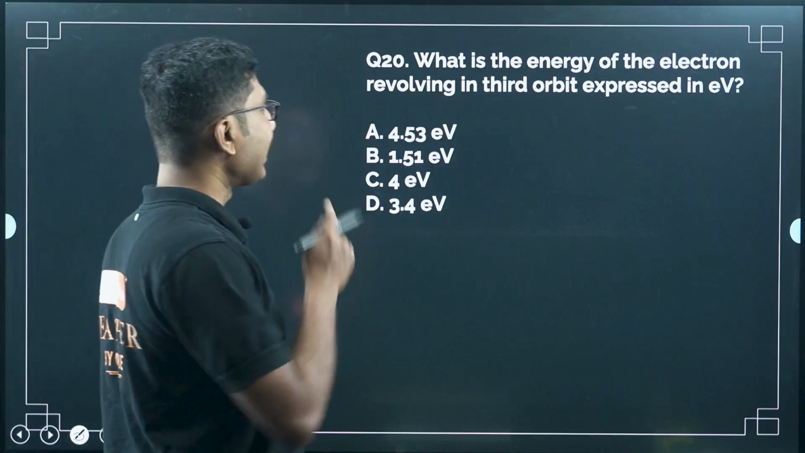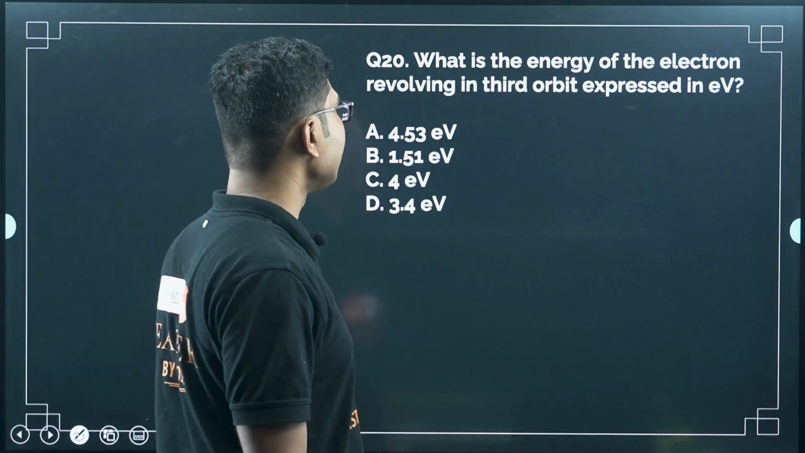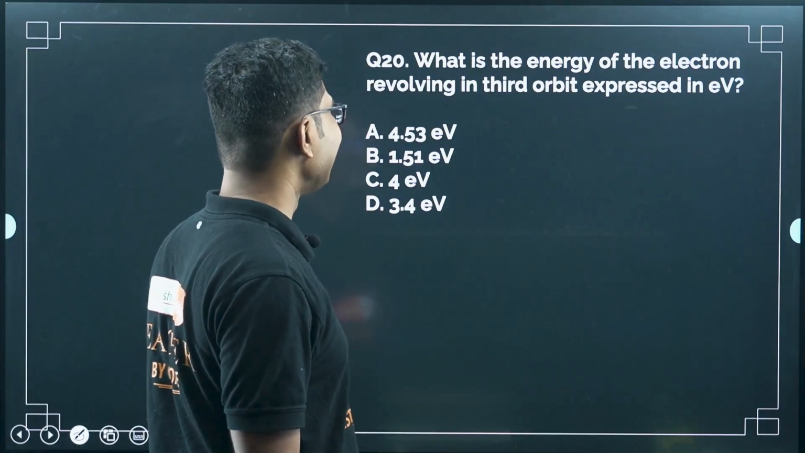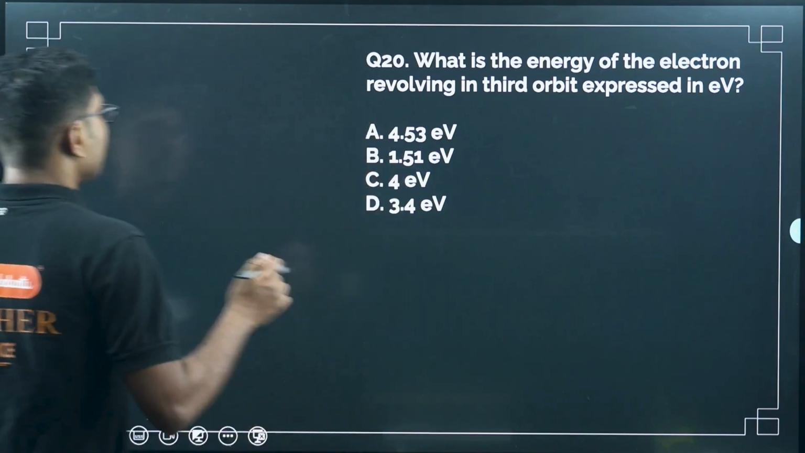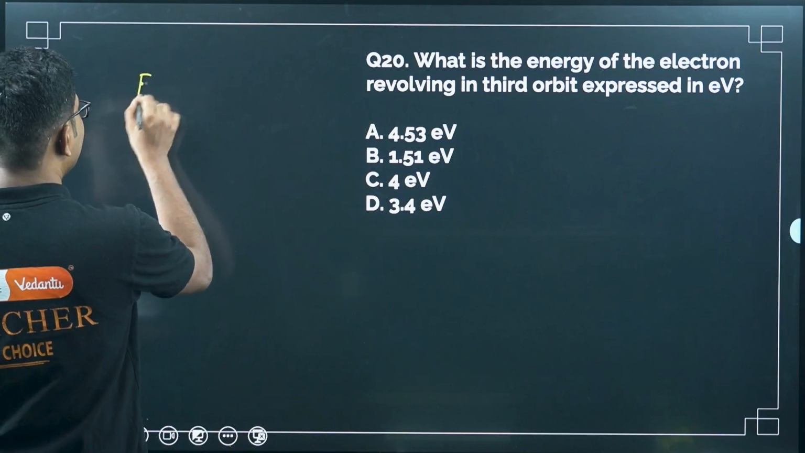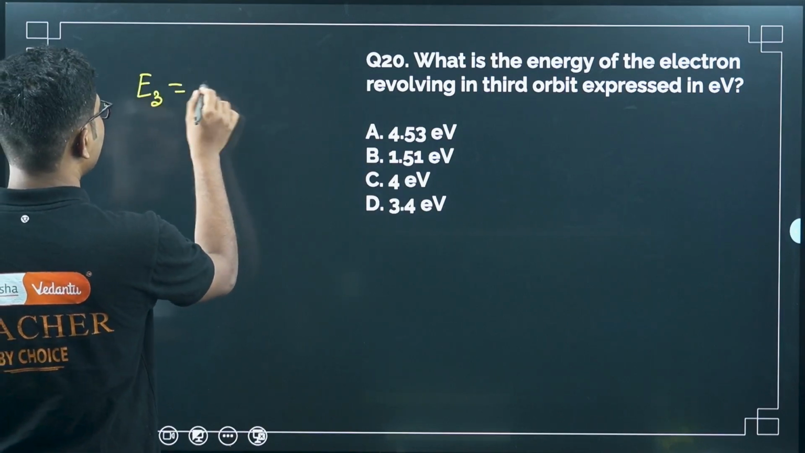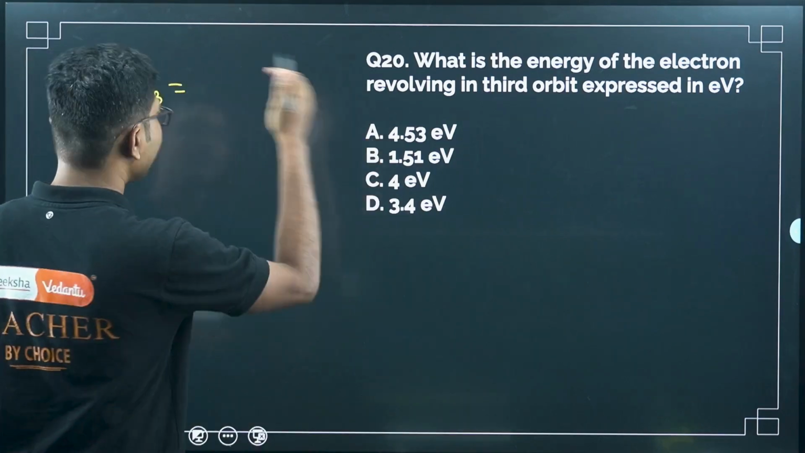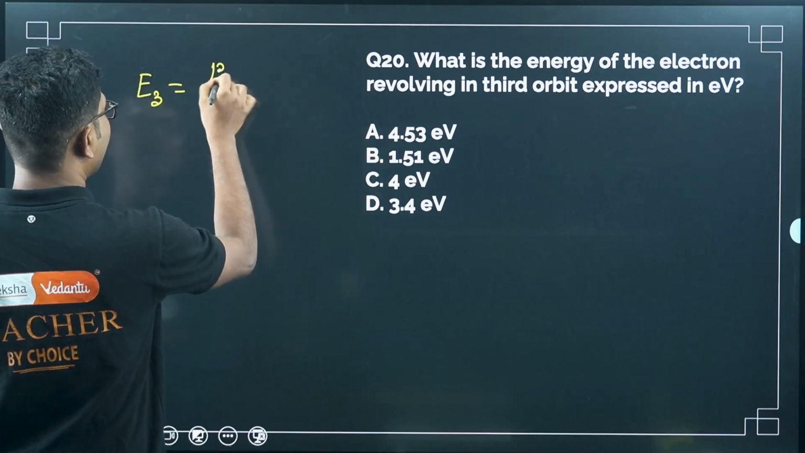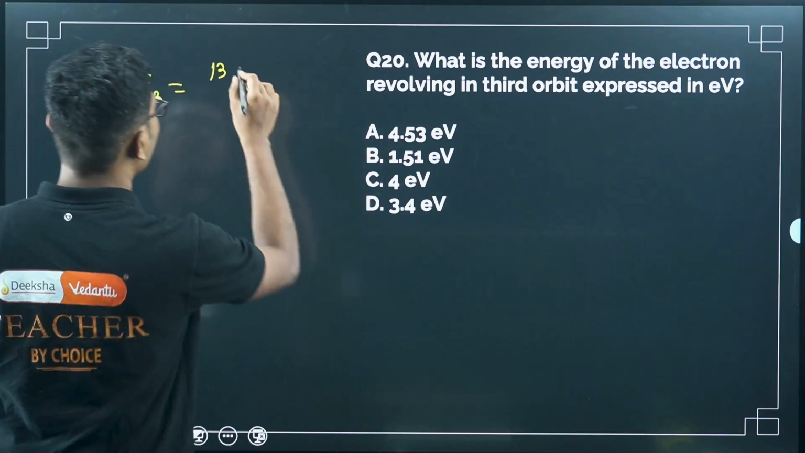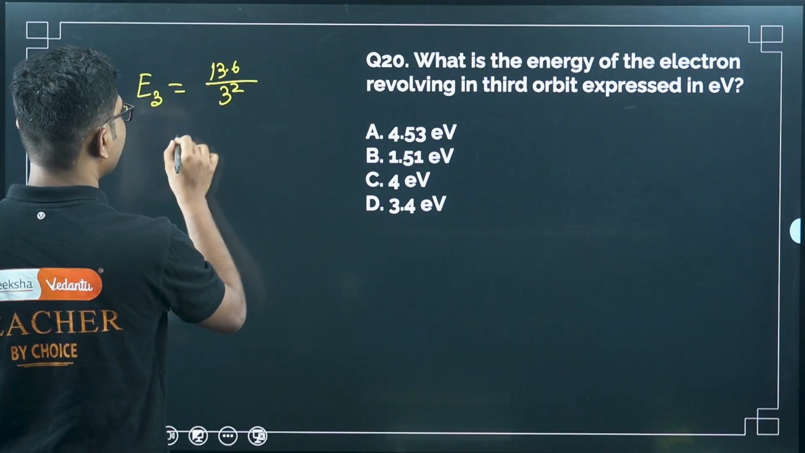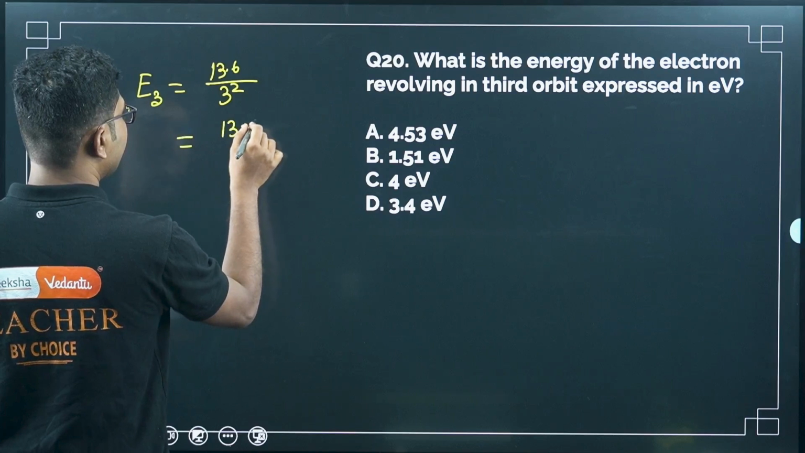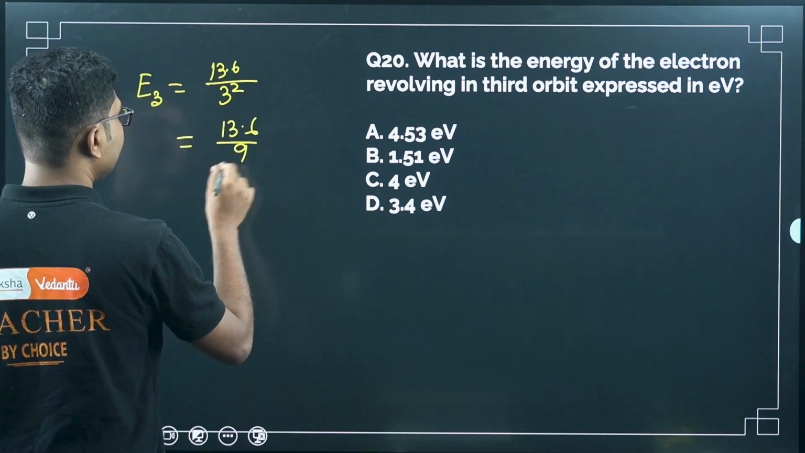Now, what is the energy of the electron revolving in the third orbit expressed in eV? So electron in third orbit is, they have only given in positive values, so we are not using the negative sign. Okay, divided by 3 square, third orbit, right? So 13.6 divided by 9.